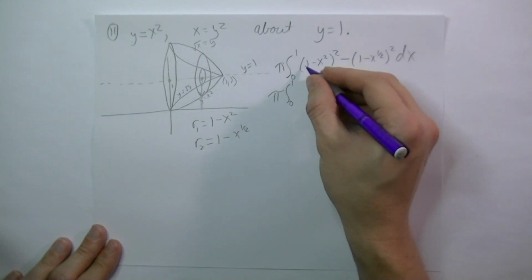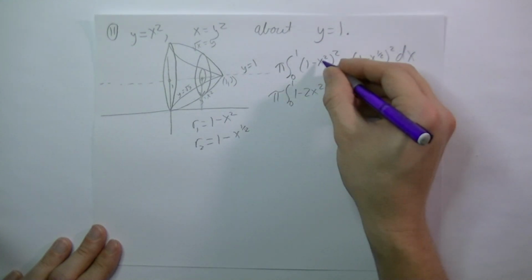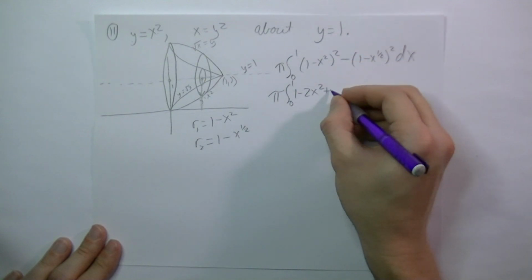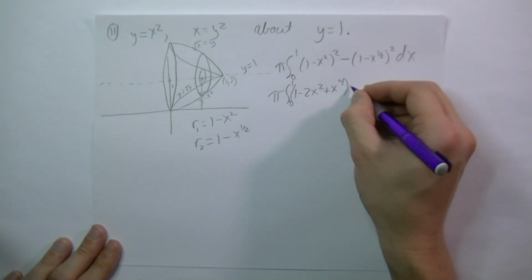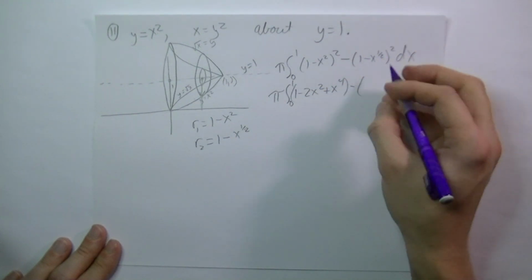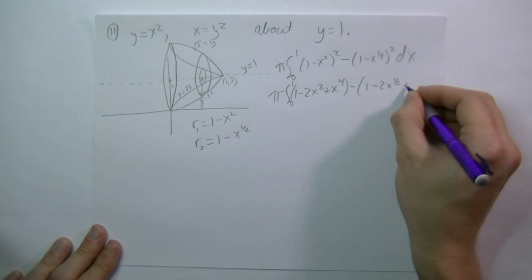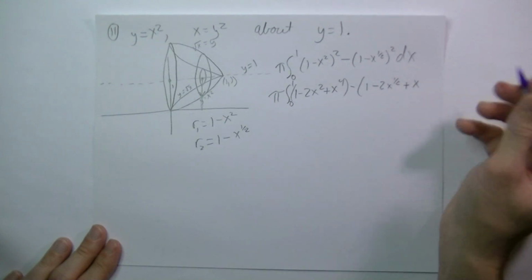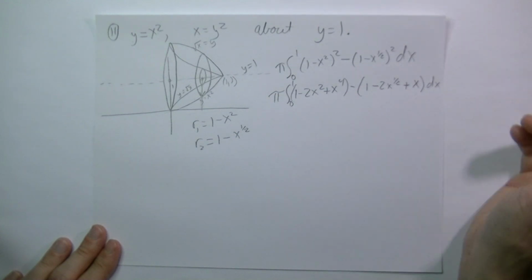So when I FOIL this out, 1 times 1 is 1. Then I get negative 2x squared, and then I square it and I get positive x to the 4th. And then I'm going to subtract. When I square this, I get 1 minus 2x to the 1/2 plus x to the 1. And I'm still integrating with respect to x.